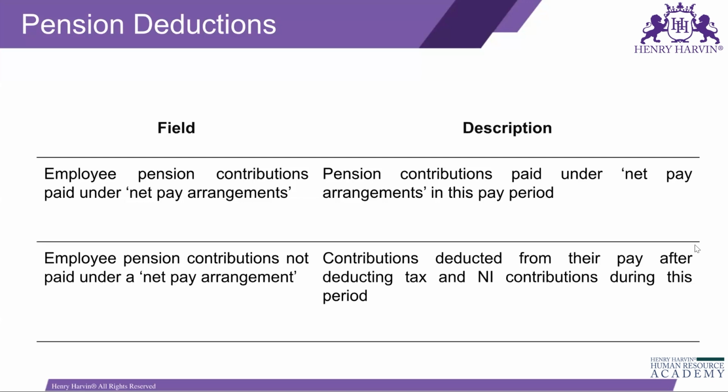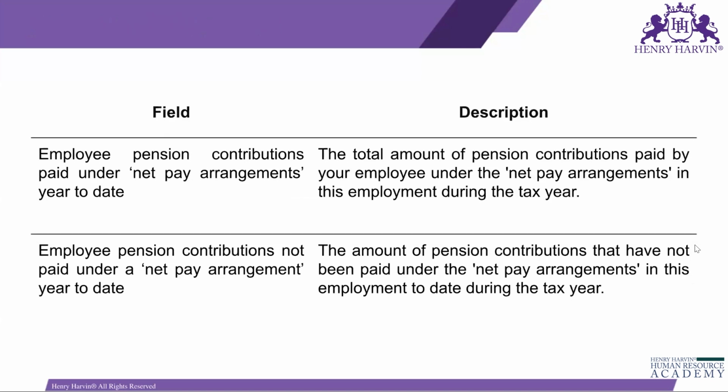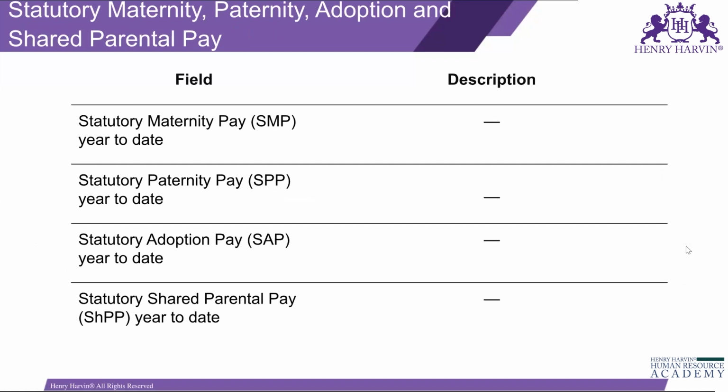Then employee pension contribution under net pay arrangements and not paid under net pay arrangements, similar to FPS, with the cumulative figure, the YTD figure. Here are the extra columns you will see. Why? Because these are the main attraction of this EPS report. This is the main benefit claimed by the company. All the YTD figures: SMP, and you'll come to know why in the upcoming columns. Statutory maternity pay YTD, paternity YTD, adoption YTD, shared parental also YTD, all the YTD figures from April till the current month, whatever you have paid.